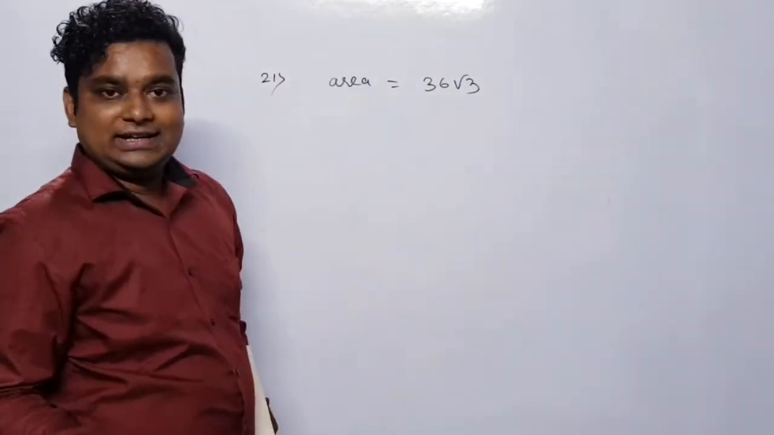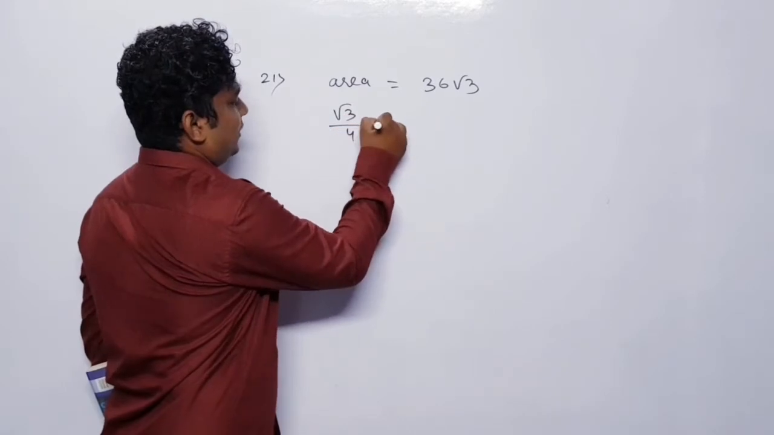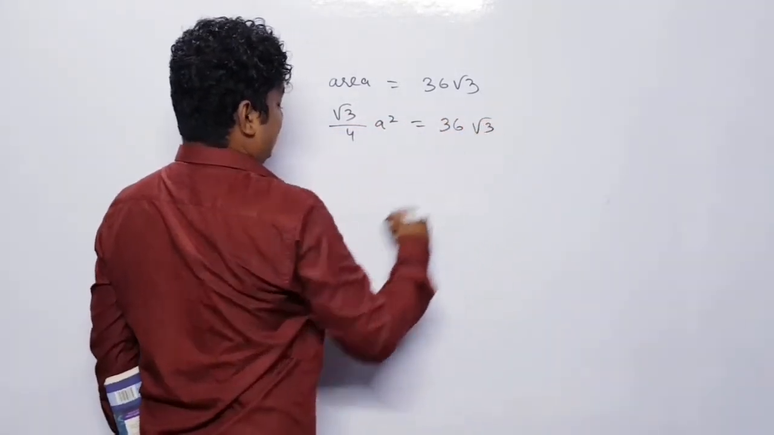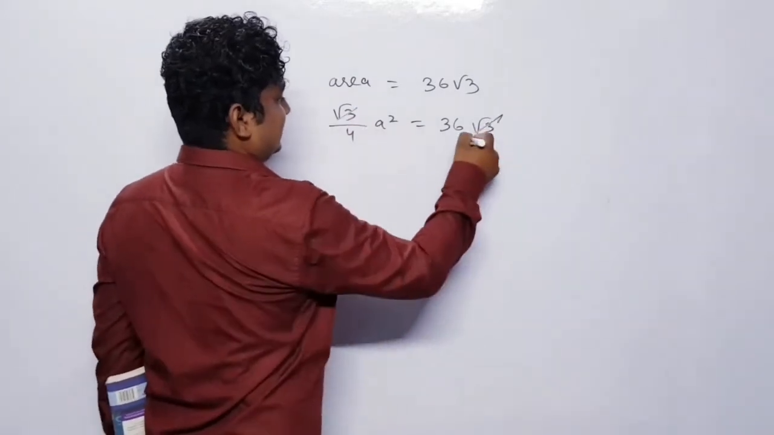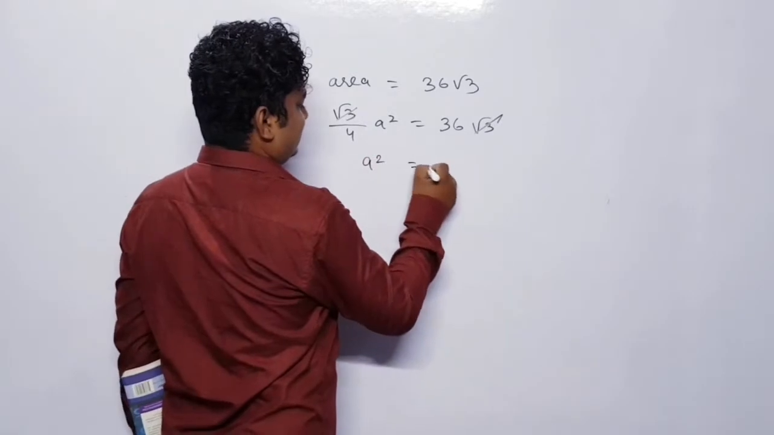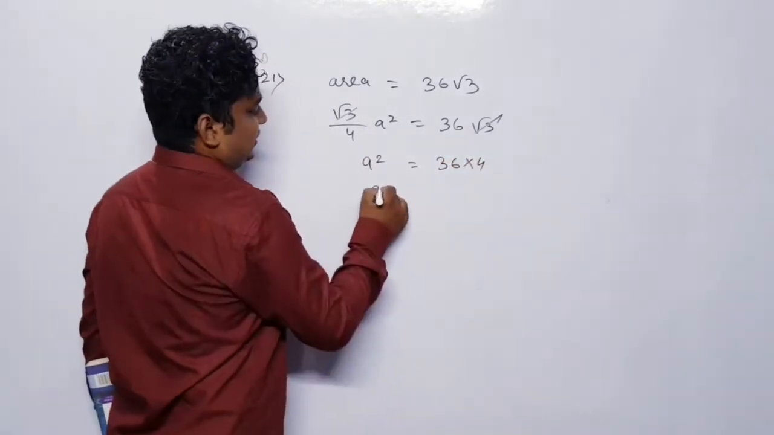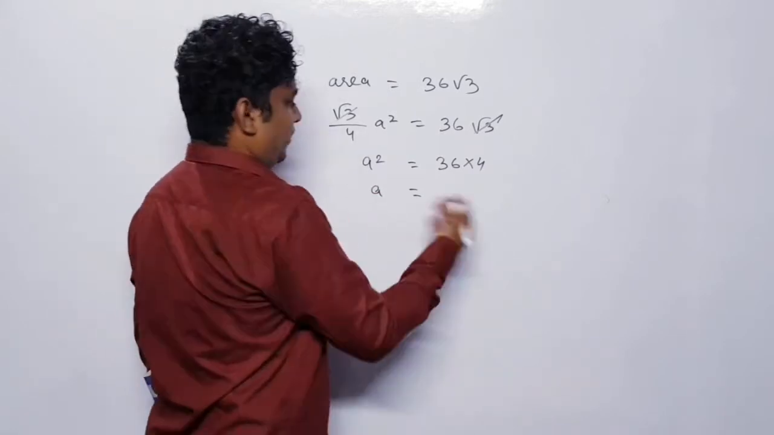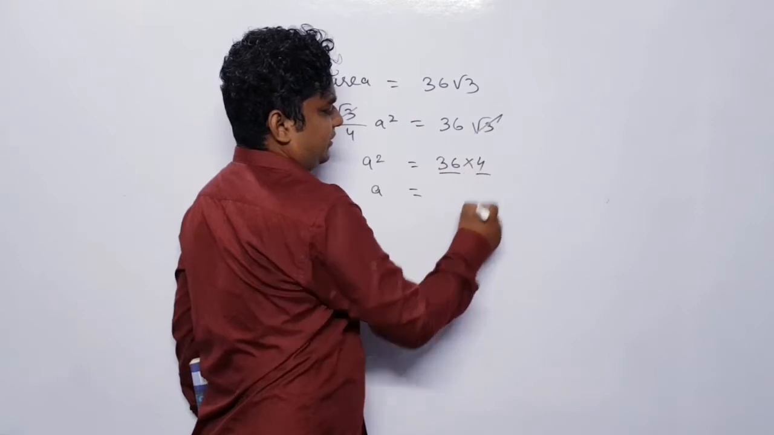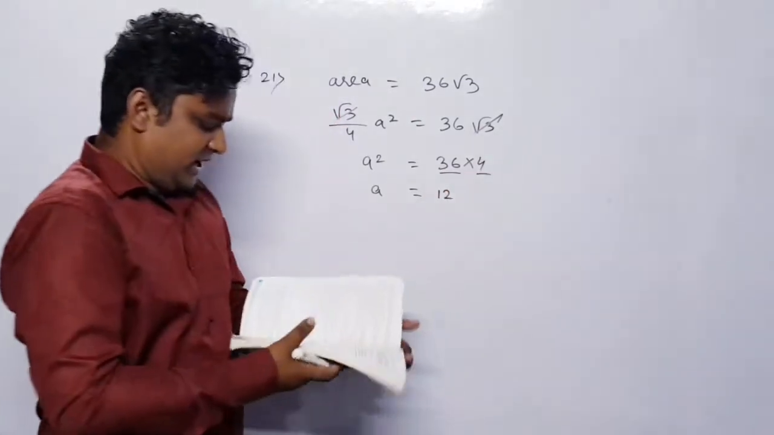We know that the area of an equilateral triangle is equal to root 3 by 4 a square. So that is equal to 36 root 3. Let's eliminate this root 3 on both sides. Now a square equals 36 into 4. Clear with this? So a equals, how can we find that? This is the square of 6 and this is the square of 2. 6 multiplied by 2 is 12. So we are getting 12.